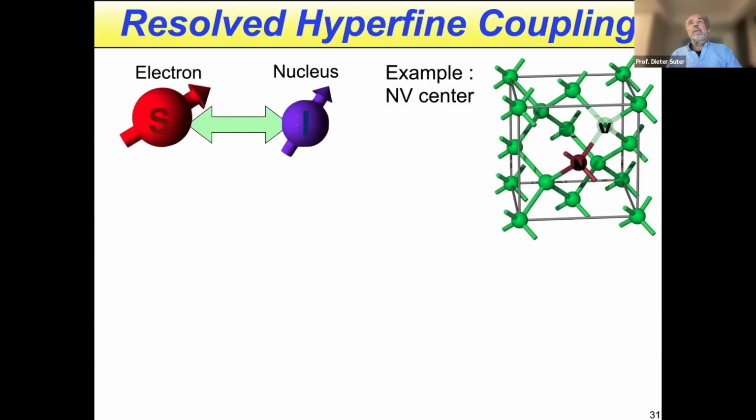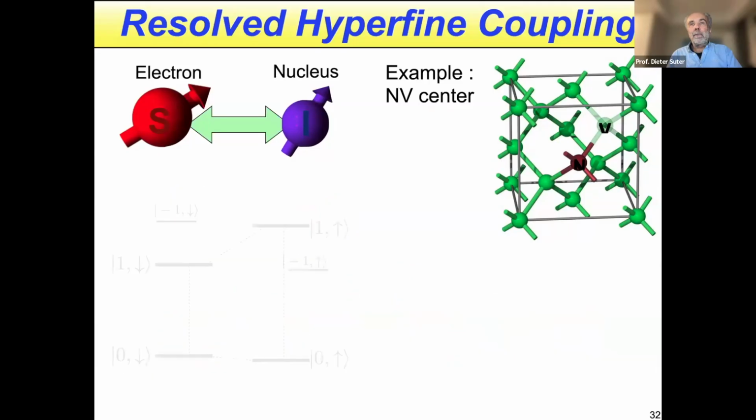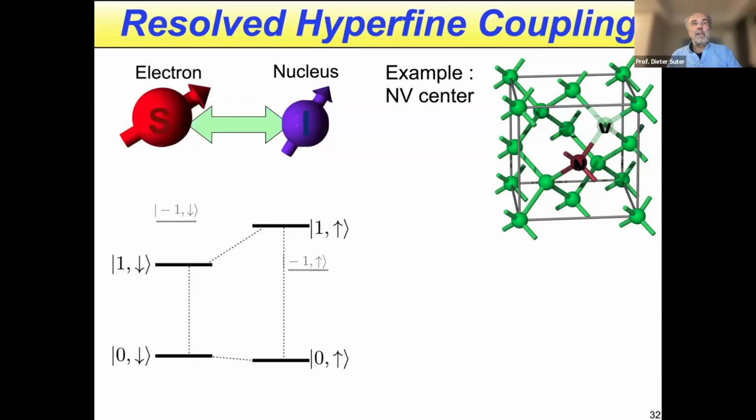You can speed it up a lot if you have a system where the hyperfine coupling is resolved. In gallium arsenide, it's not resolved. You have hyperfine interactions which are small compared to the line width. In the case of the NV center, you have resolved hyperfine interactions like you see here. You have a single electron spin, which in this case is coupled to one nitrogen-14 and three carbon-13 nuclear spins. So you get a pretty rich spectrum, and by selectively irradiating one or a few of these transitions, you can transfer the polarization much more efficiently.